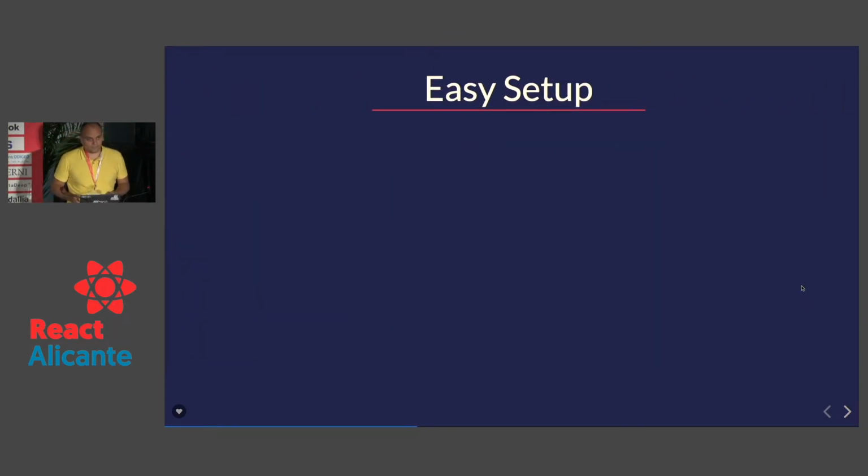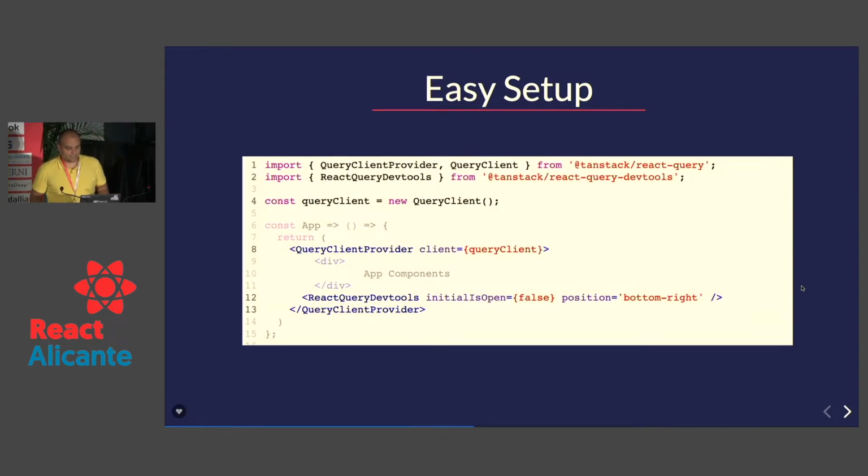The setup is quite easy. It's nothing complicated. Of course, we need to install the React Query package. Then we need to import the query client provider. We wrap our application in it. We pass the query client key. And if you want, they have really nice React Query developer tools, so you can use those as well. So this is the whole setup besides the npm install. And then you can use React Query anywhere in your application.